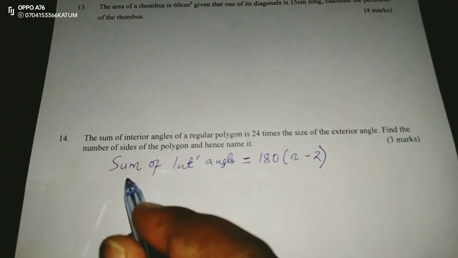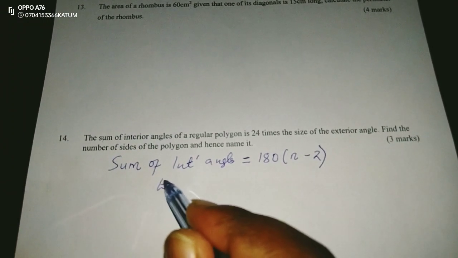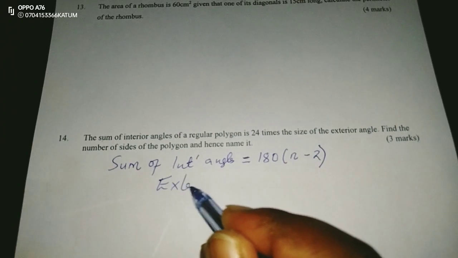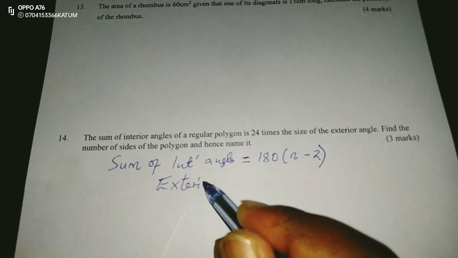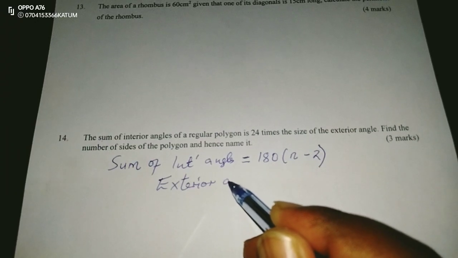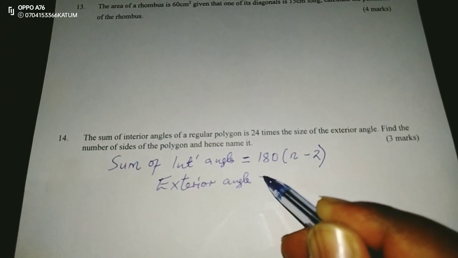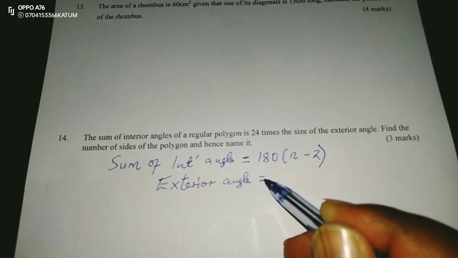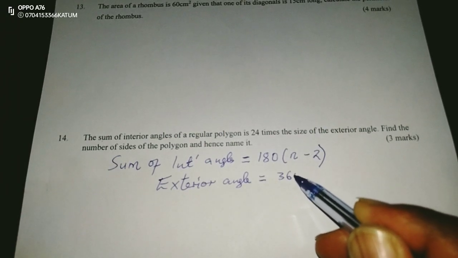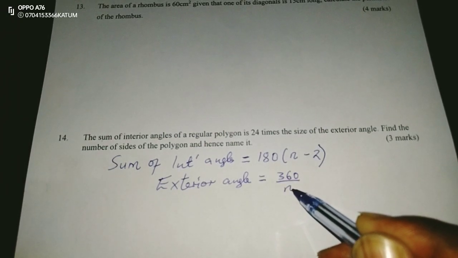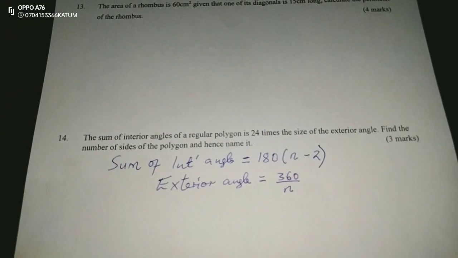Again, we should know that each exterior angle is usually given by, for a regular polygon, 360 divided by n, where n is the number of sides.